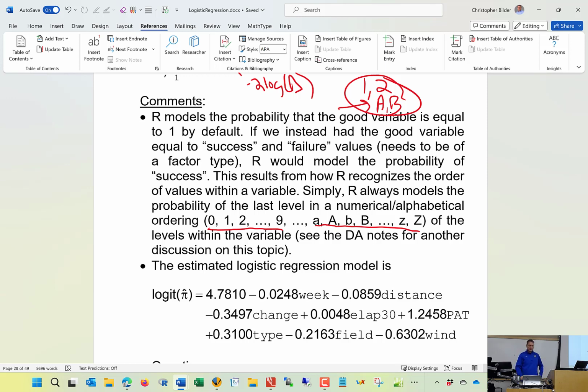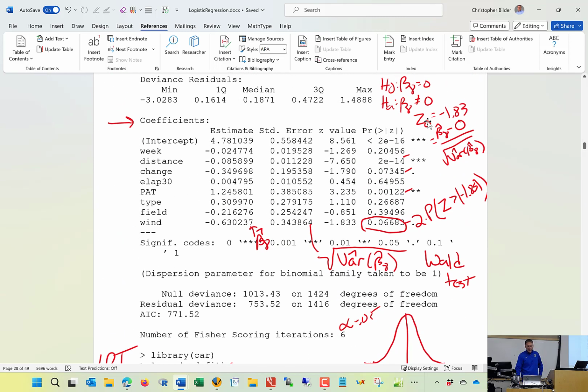Okay? Can you explain a little bit more about Wald tests? Sure. So Wald tests, again, are a common way to do hypothesis tests concerning a parameter whenever you're using maximum likelihood estimation.